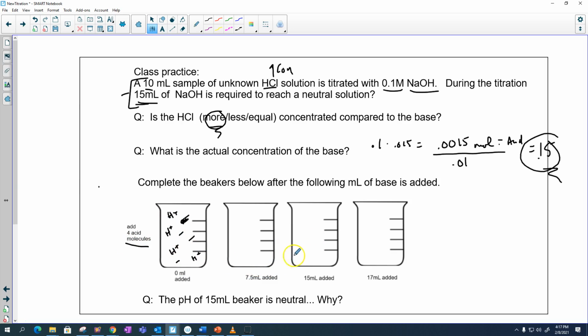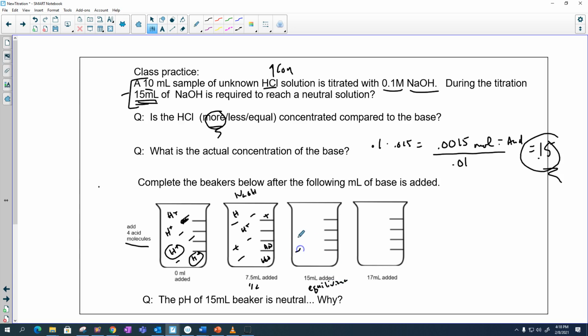At 15 milliliters, let's do 7.5. So 7.5 is half of it. It's called the half equivalence. Half of it's gone. So all my anions are still there, and I've added in 2 hydroxides, 2 NaOHs. I've knocked out this guy and this guy. So there's my sodiums, and I have 2 waters. We might not even draw the waters, and then 2 H pluses still left over. In the end, okay, this is the equivalence point. Everything is gone at this point.